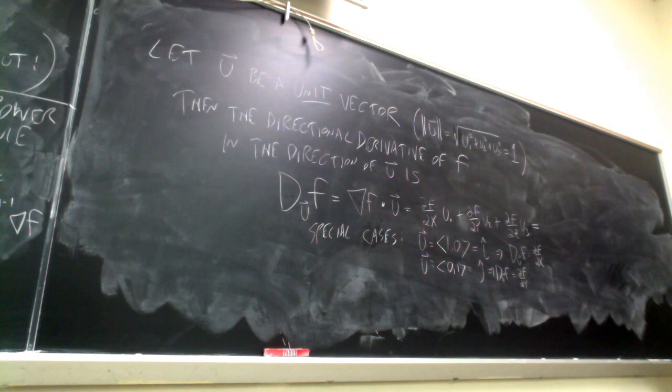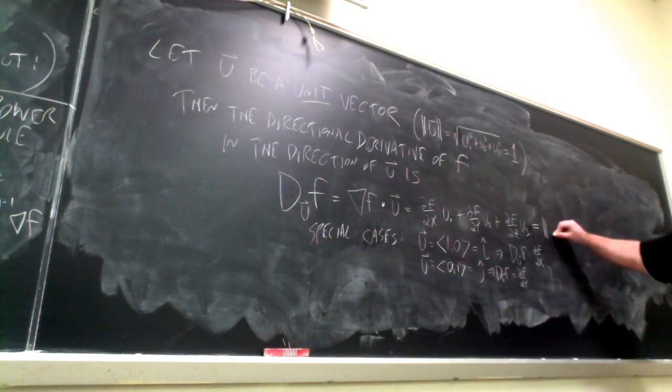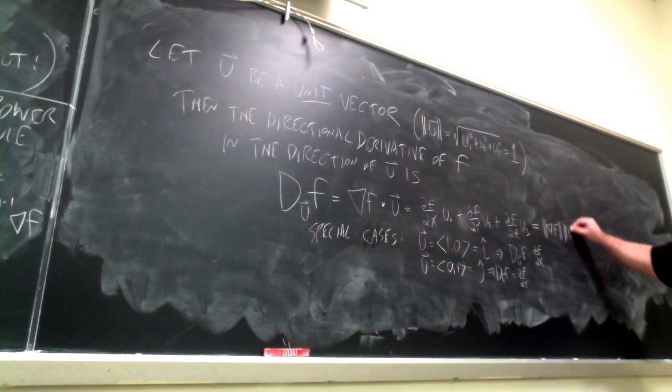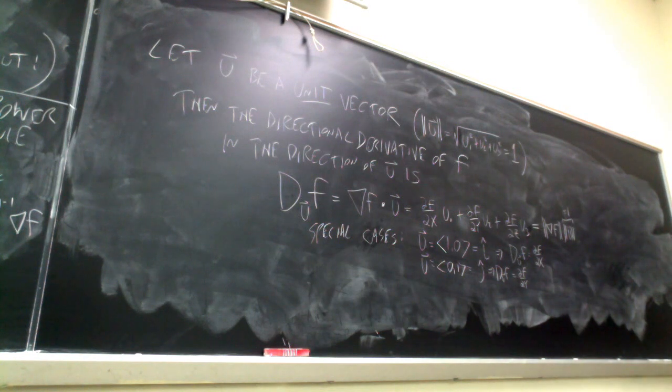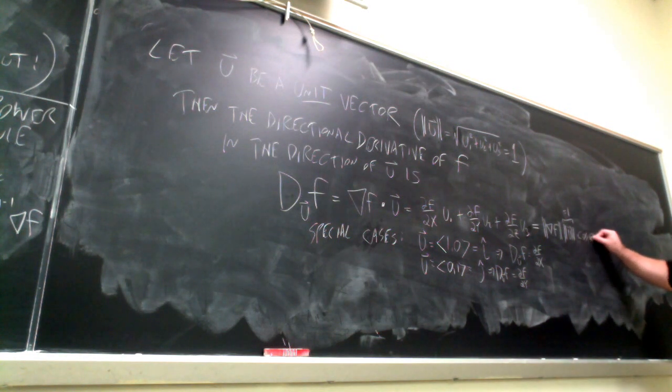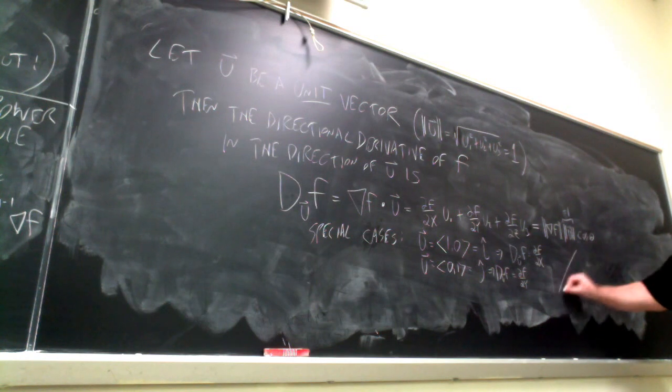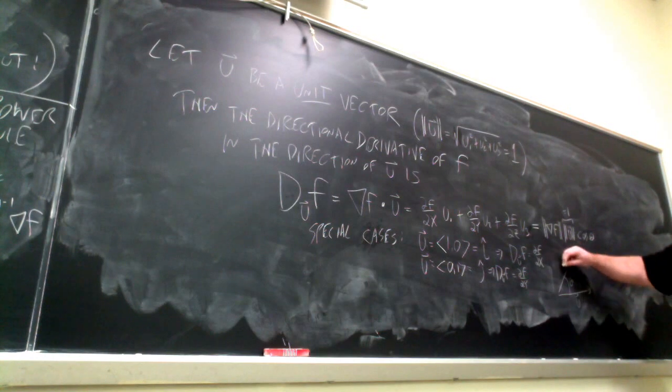I don't remember what the other way to compute a dot product is. AB cosine beta? Yeah, where A and B are the magnitudes of the vectors you're taking a dot product of. So it'd be the magnitude of the gradient vector times the magnitude of u, but we already know what that is. That's 1 by the definition. And then cosine theta, where theta is the angle between the two vectors.